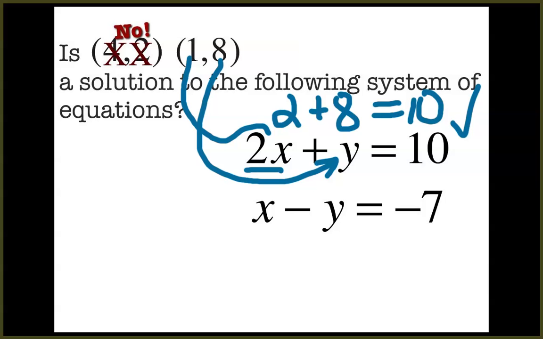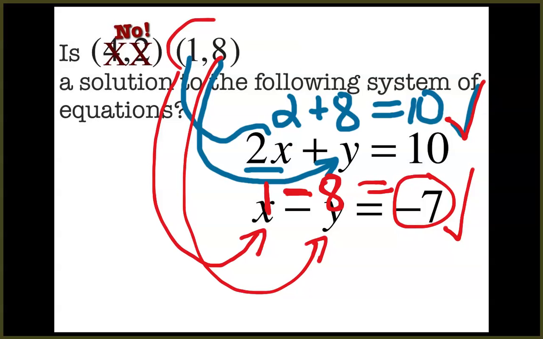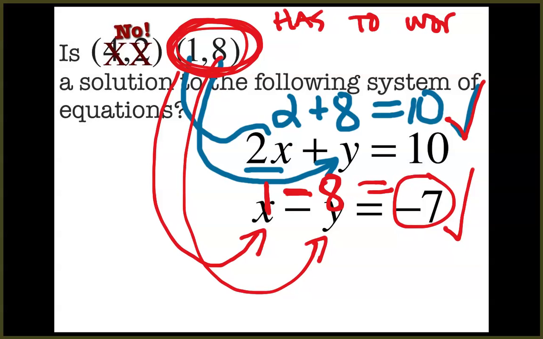Now, if I try 1 here, I'm going to get 1 minus what? 1 minus 8, right? What's 1 minus 8? Negative 7. That works and that works. So is 1 comma 8 a solution? Yes, it is, because the solution has to work for both equations.